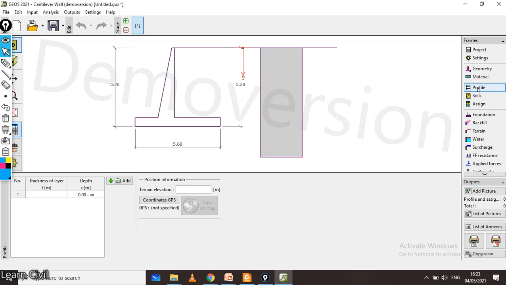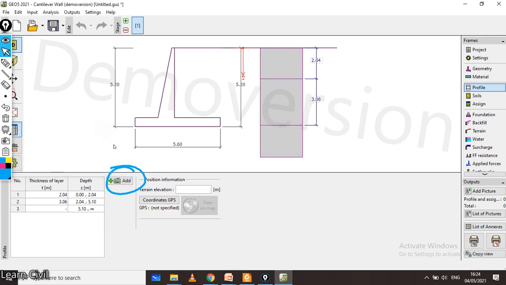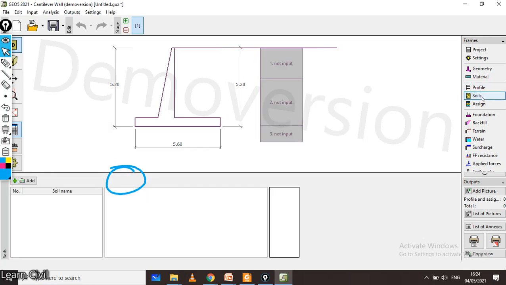So go here in profile, click here on add, and provide a depth of 2.04 meter. Click on add. Again provide a height of 5.1 meter, and click here add. Close this one, and now go to soils. Here you have to provide different types of soils. So go to soils and click here on add.